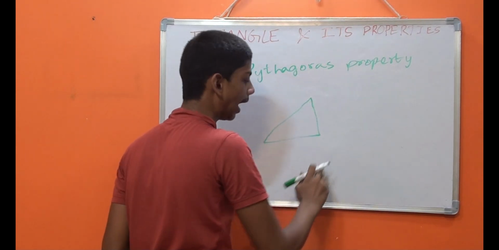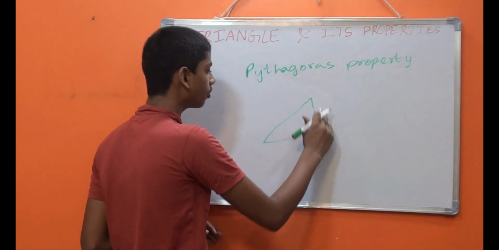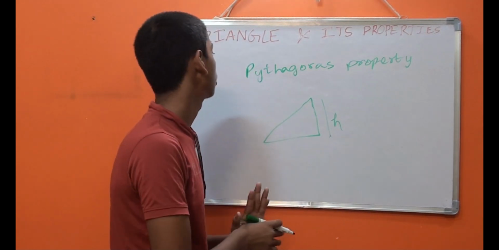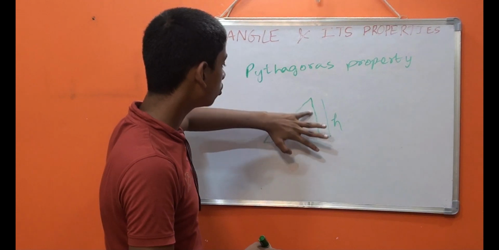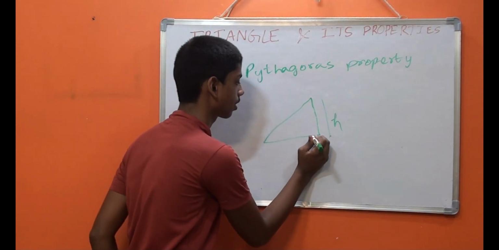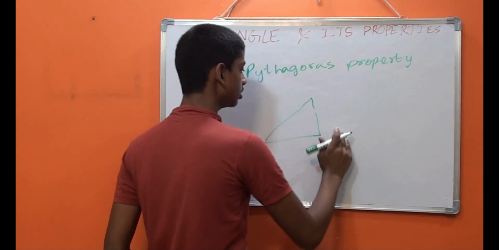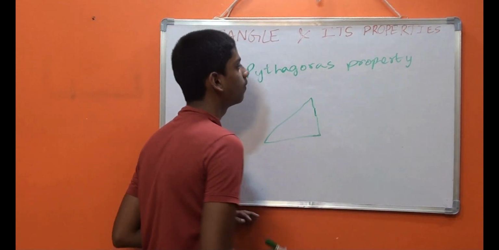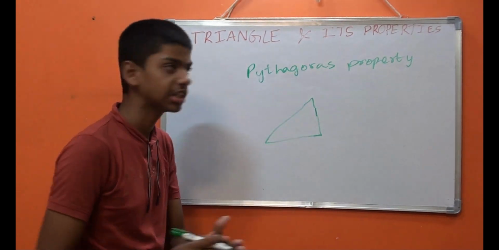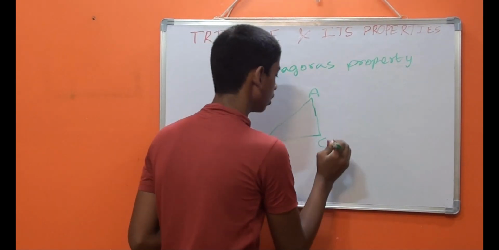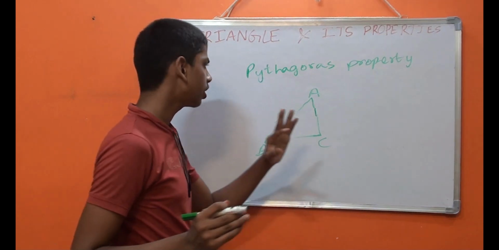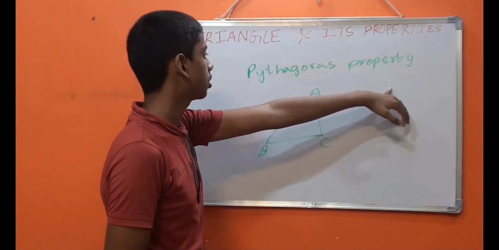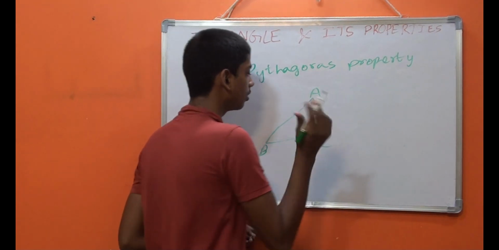Here the altitude, the length of this side of the triangle, is the height of the total triangle, which means that altitude is this side. Now let's learn about this triangle. Now firstly, what does Pythagoras property say? Here, hypotenuse triangle. First, before learning about this Pythagoras property, let's see one part.